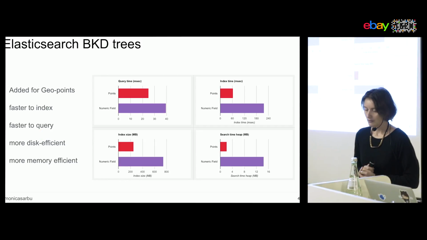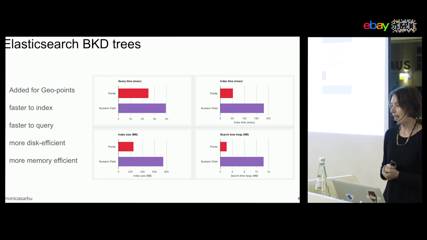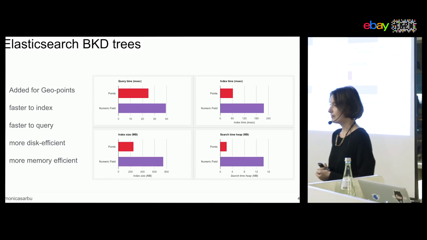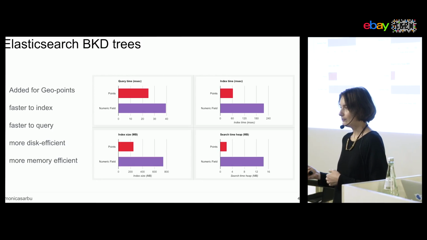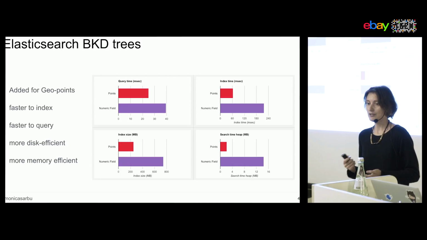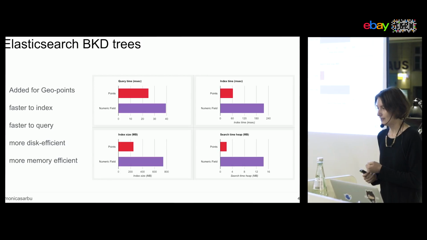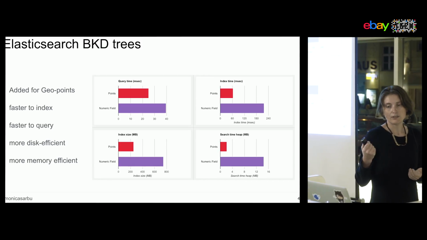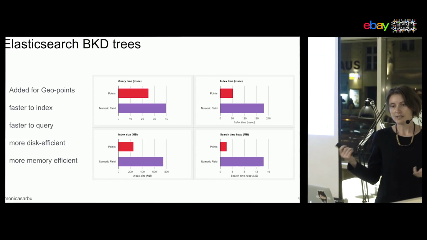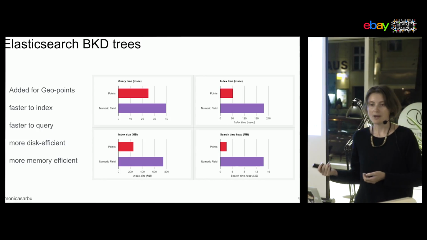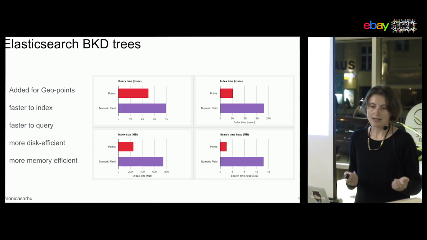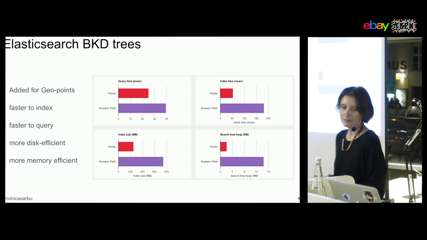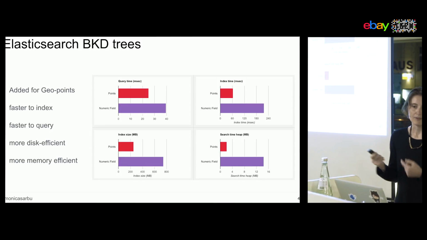BKD trees were introduced because they have support for multiple dimensions. Think of these geo IP points where you have a longitude and a latitude. But this proved to be efficient also for one-dimension values, and those are numbers, right? So in the end, with BKD trees, it's faster to index, it's faster to query, it's more disk efficient, and it's more memory efficient. And here you have some graphs to show you the difference.